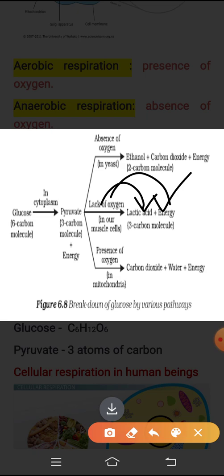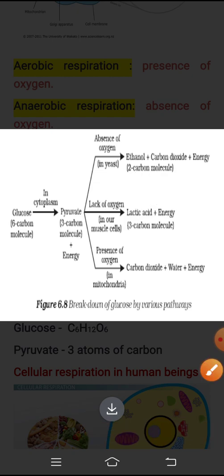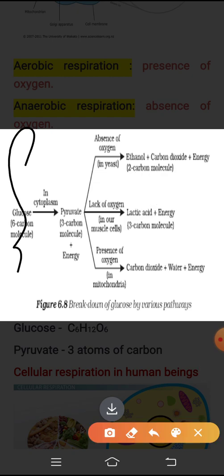Okay, so this part is very important. I mean the pathway of breaking down of glucose into pyruvate, and what are the products we receive in the absence of oxygen, in the lack of oxygen, and in the presence of oxygen. This is very important because it is compulsorily asked in your examination. Any one question is asked from this part. Usually they may ask, what are the byproducts of respiration in the presence of oxygen? Carbon dioxide, water and energy.